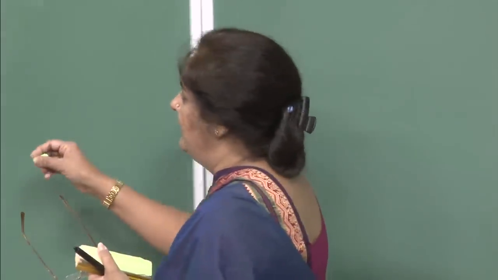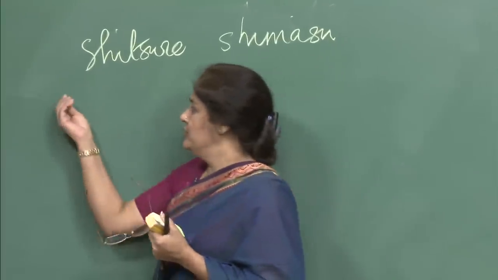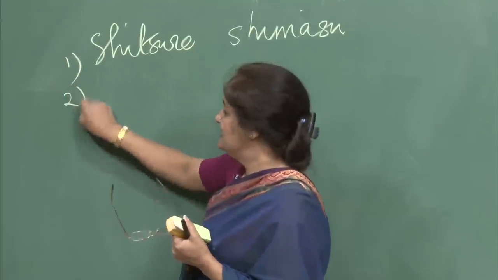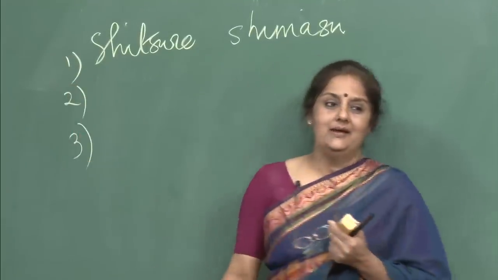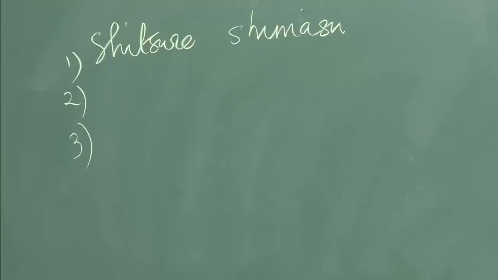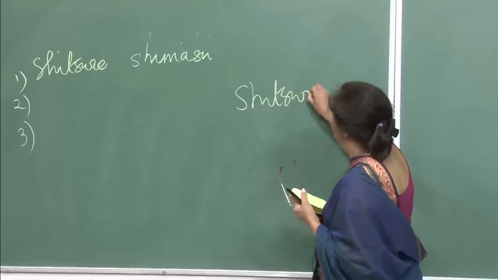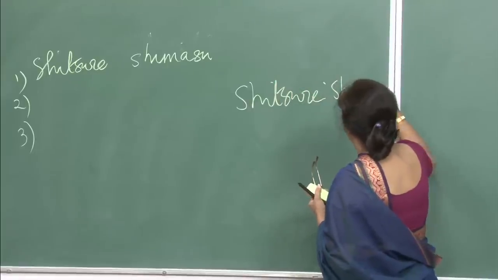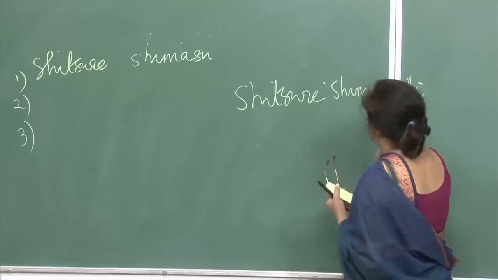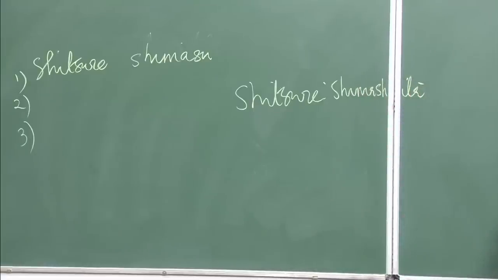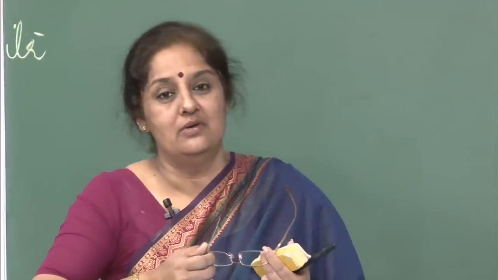Another place where you generally would use shitsure shimasu is when you enter a Japanese house. Generally, when you enter someone's house, you apologize before entering and you say shitsure shimasu, I'm sorry, I'm intruding like this, I'm taking your time. And when you leave, you would say shitsure shimashita. That I have taken your time, please forgive me, I am sorry.